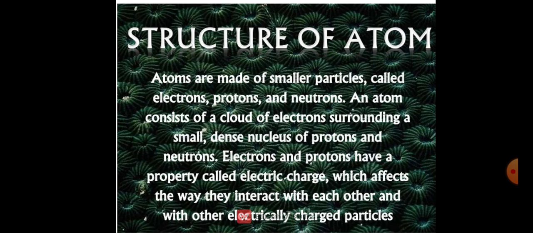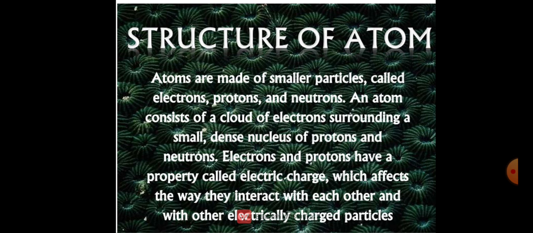Then we discuss the structure of atom. Atoms are made of smaller particles called electrons, protons and neutrons. Atom is composed of electrons, protons and neutrons. These are the fundamental particles of an atom. So, an atom consists of a cloud of electrons surrounding a small dense nucleus of protons and neutrons. In the center of the atom, the nucleus is present, and the nucleus consists of the protons and the neutrons, and the electrons revolve around the nucleus in a fixed circular path.